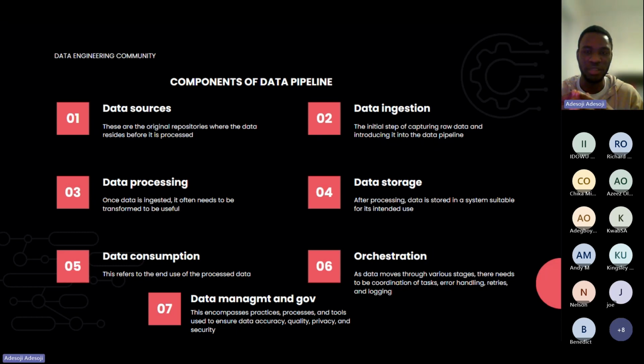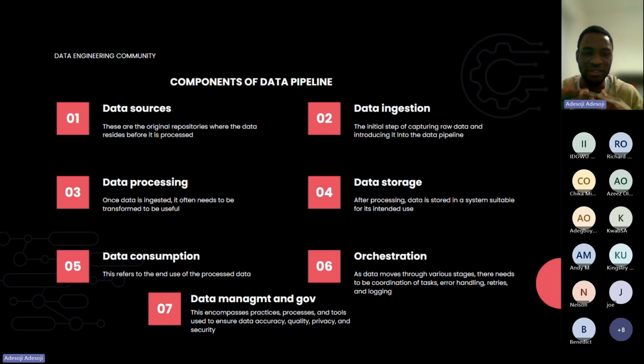So the first component of a data pipeline is data sources. What is the pipeline serving if there is no data source? If there is no source, where are you going to get your data from? So data sources are the fundamentals of the data pipeline. There needs to be a data source. Your data must be coming from somewhere.